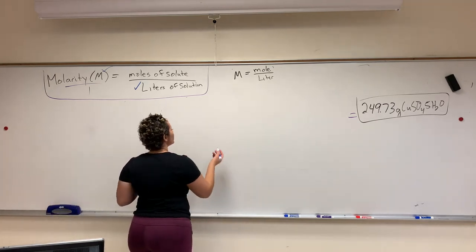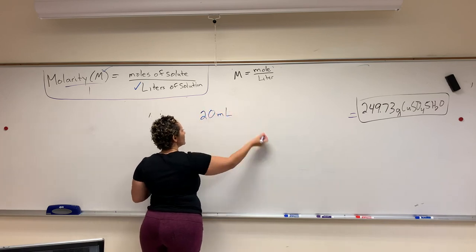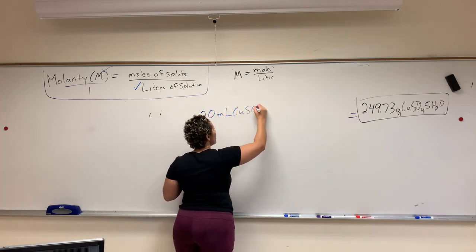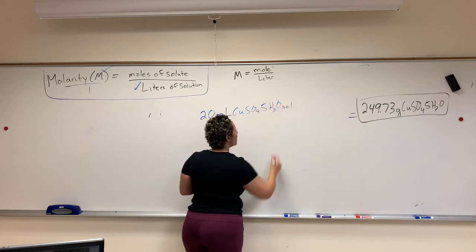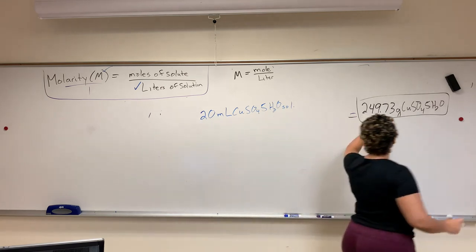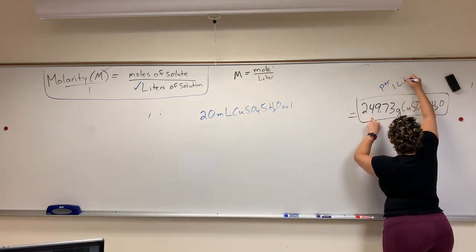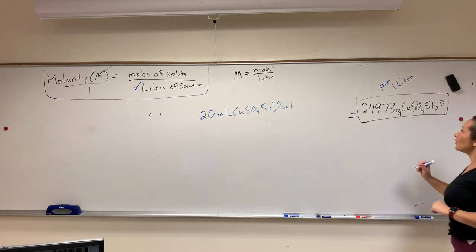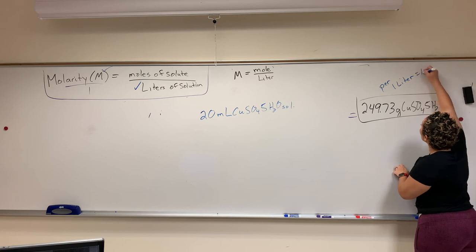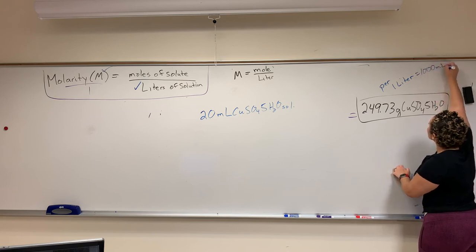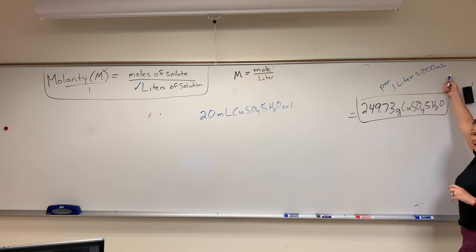Like I said, in our experiment, we did a 20 milliliter CuSO4·5H2O solution. And we know that this is per 1 liter. So if it's per 1 liter, then it's per 1,000 milliliters. Yeah? Because 1 liter equals 1,000 milliliters.